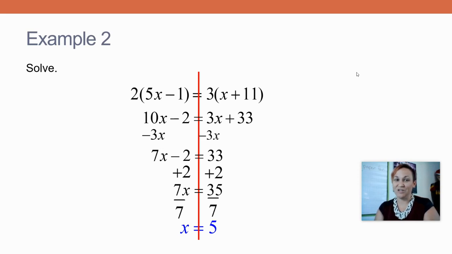Just to make sure, you should plug the 5 back in to the original question. Now, don't plug it into a problem after you've already started doing work because you might have already made a mistake. What if you forgot to do 2 times 1? You wrote a 1 here. So make sure that you're always plugging it back into the original problem. I'm going to let you guys do that on your own to make sure that I didn't make any mistakes.